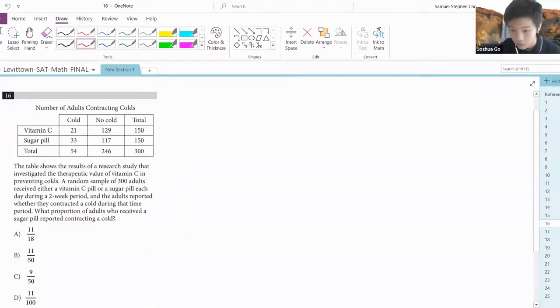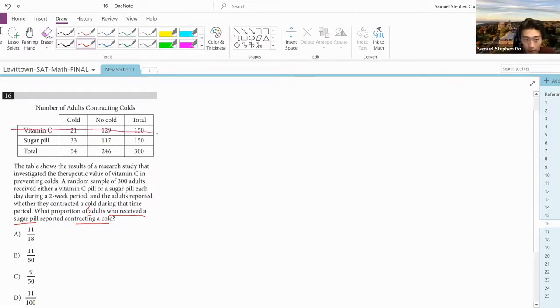What proportion of adults who received a sugar pill reported contracting a cold? Okay, that's a lot packed in there, but the question is actually very, very simple. So we are looking at only the adults who received a sugar pill. So let's look at this here. This is vitamin C. We don't have to look at it. This is total. We also don't have to look at it. So now we've just narrowed down our table to just one line to look at. What proportion of them reported contracting a cold?